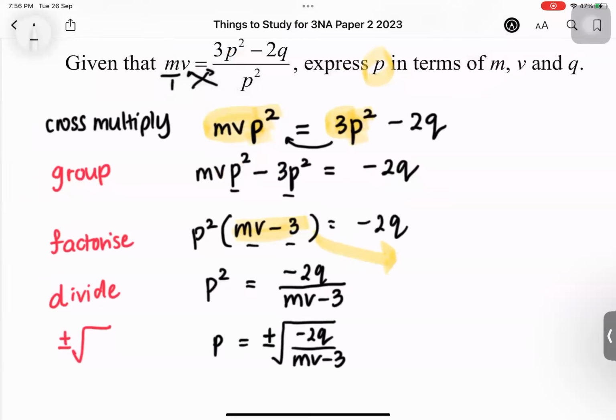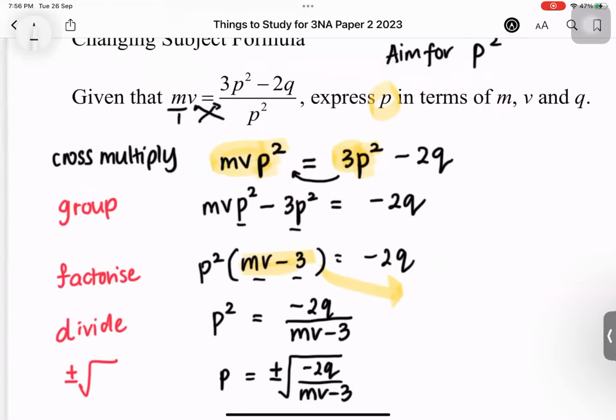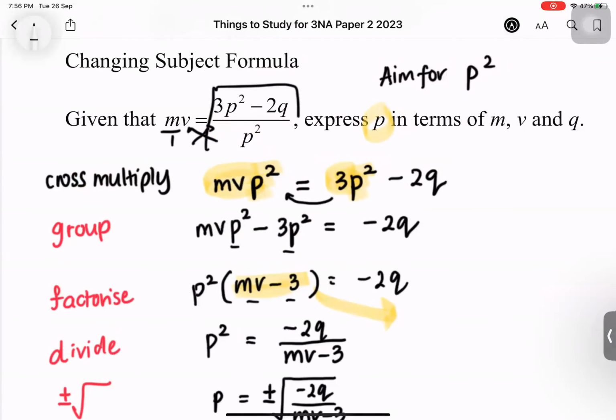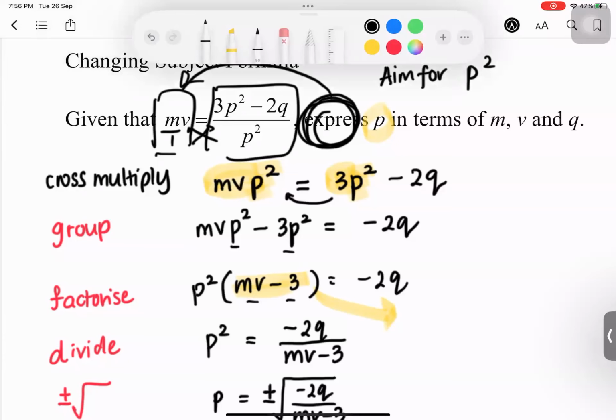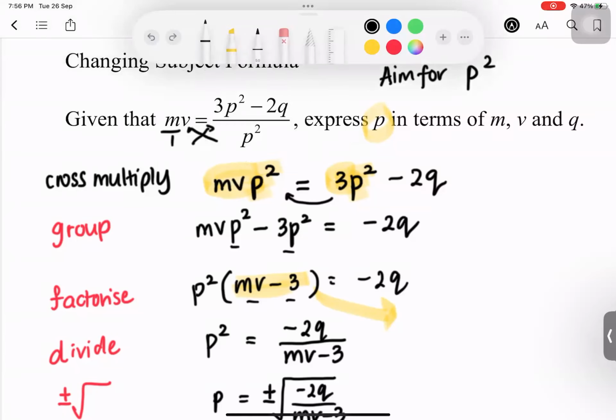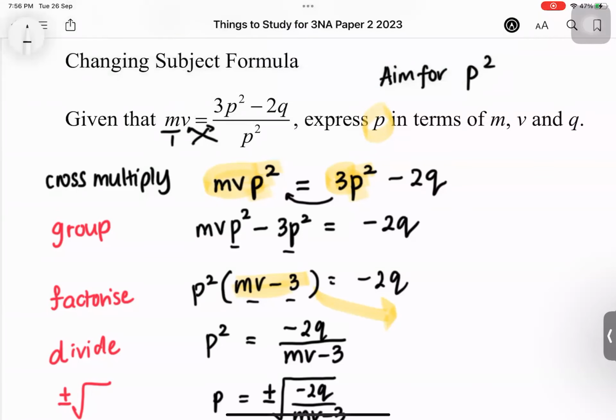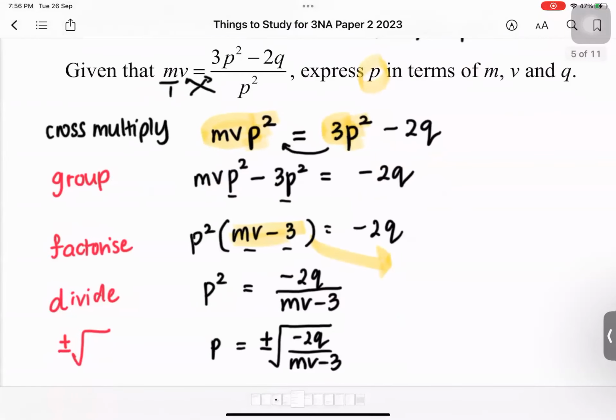Right, if the teacher sets the standard even harder, then I don't know what I can do already, but this is the max I can squeeze in. Cross multiply, group, factorize, divide. But this one I cross multiply only because this is a fraction on its own. If there's an addition number over here, you need to shift the addition number away, then you can cross multiply, okay? You don't anyhow cross multiply first. You must check it's just a fraction on its own, then you can cross multiply, okay? All right, so if that's okay, then I'll move on to the next question.